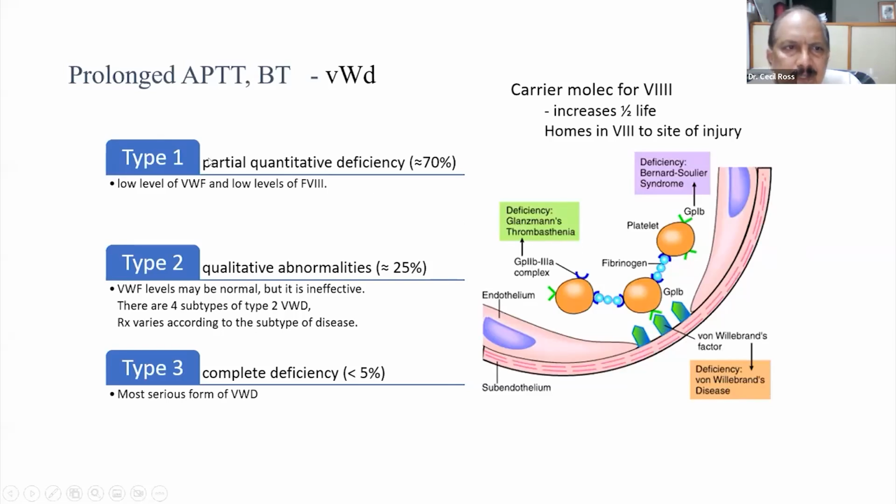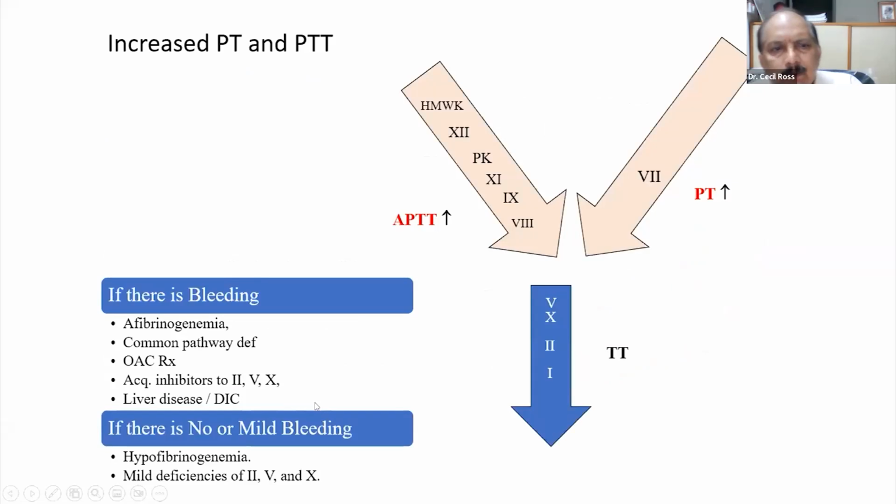So these are the various types of von Willebrand type 1, 2, and 3, which I will not talk too much about. But normally, if you have a complete absence of factor 8, less than 5%, then it's the most serious form of von Willebrand's disease. All right. Then if you have a patient who's got APTT that's increased, PT that's increased, but bleeding time is normal, it depends whether the person has got bleeding or not.